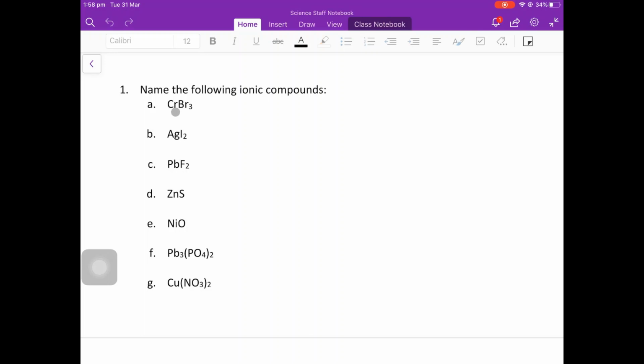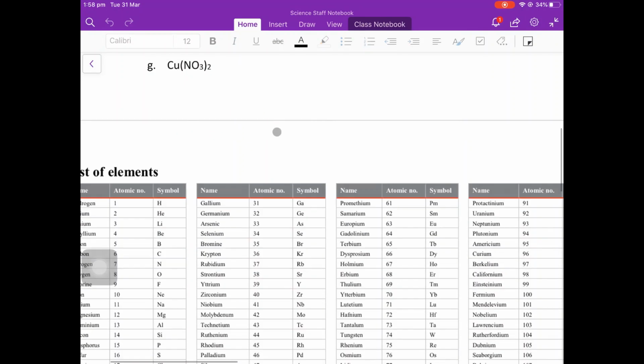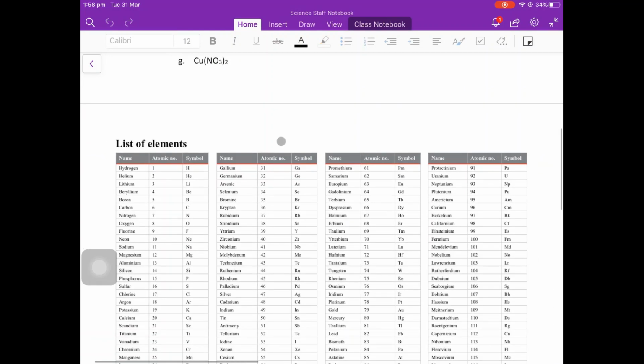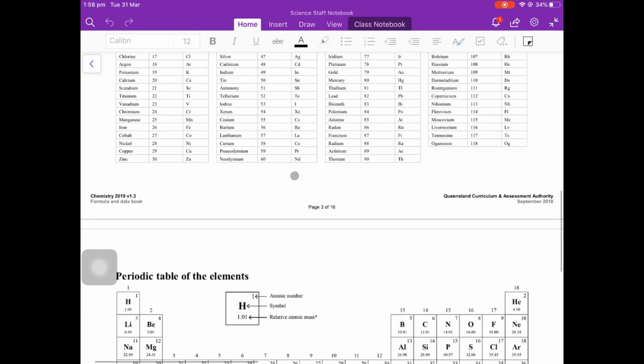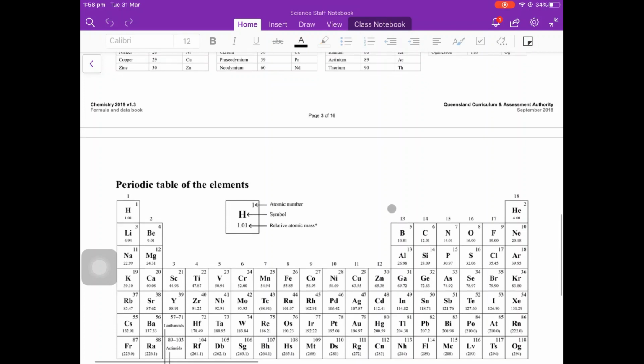I can tell that Cr is the whole cation. It's not just the C, and it's not CrB, it's Cr, because the capital letter always indicates the start of a new element. Because C is capital and r is lowercase, Cr is the cation, and because B is a capital letter and r is lowercase, this is the anion, Br. So let's scroll down to our periodic table and see if we can find Cr and Br.